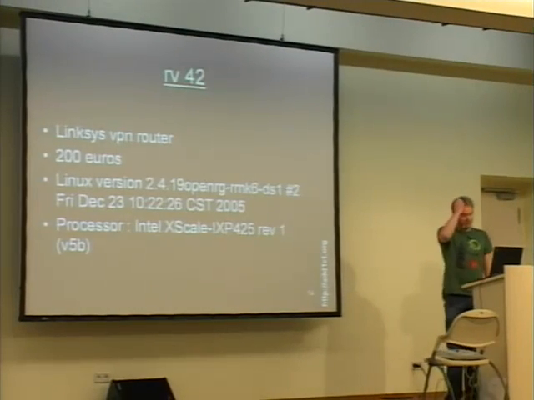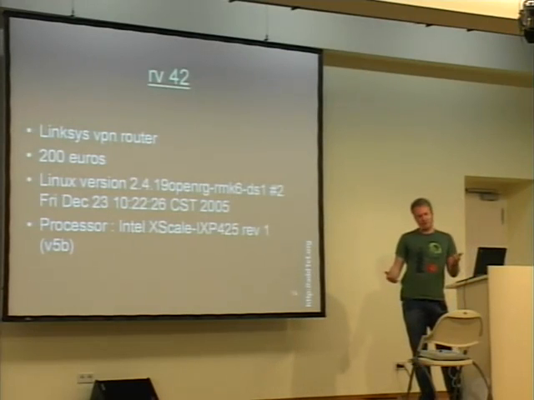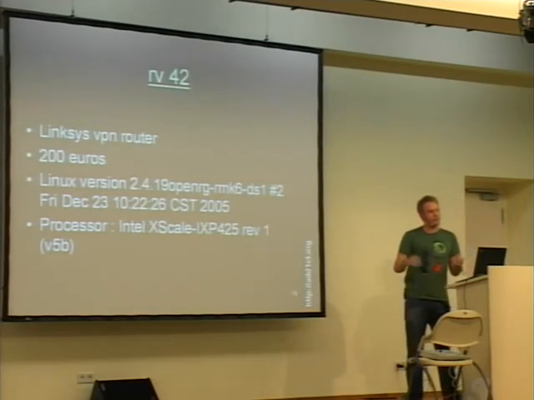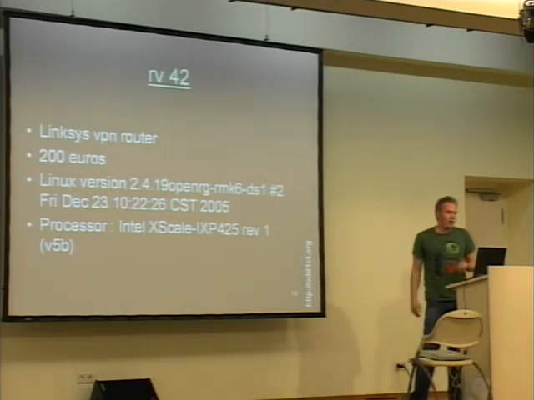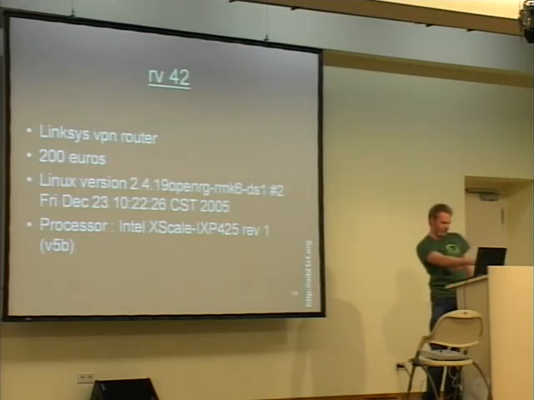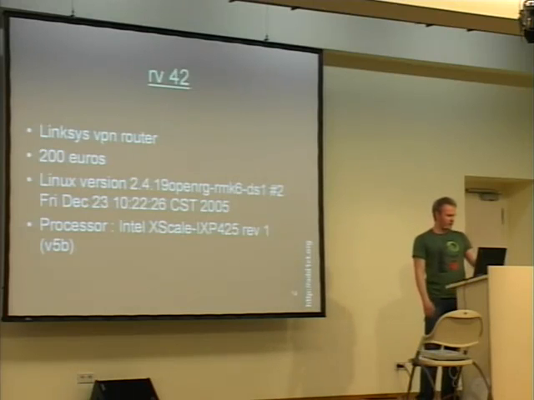Okay, so here's one nice example of what kind of steps you can take. The RV42 is a router from Linksys. It's a VPN router. You can buy it here over at Saturn. 200 euros, 2.4.19 kernel. OpenRG is some Jungo thing, I guess. Processors and so on, everybody can see that.